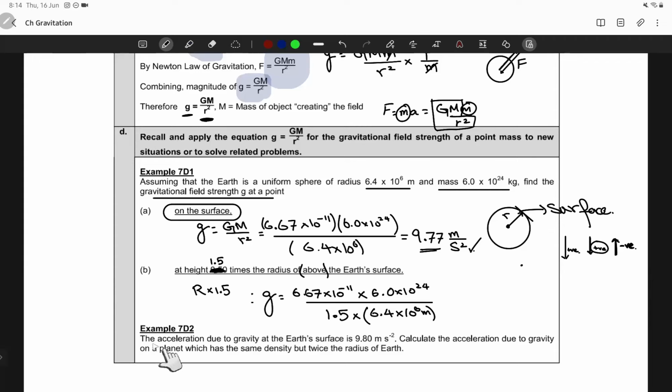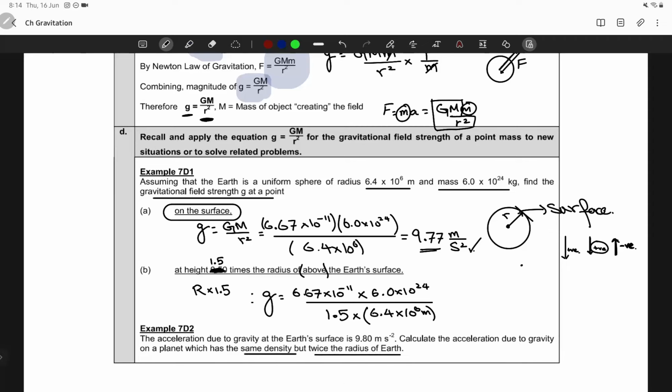So the next problem is: the acceleration due to gravity at the Earth's surface is 9.8 meters per second squared. Calculate the acceleration due to gravity on a planet which has the same density. So the density is the same, but the radius is twice the radius of the Earth.